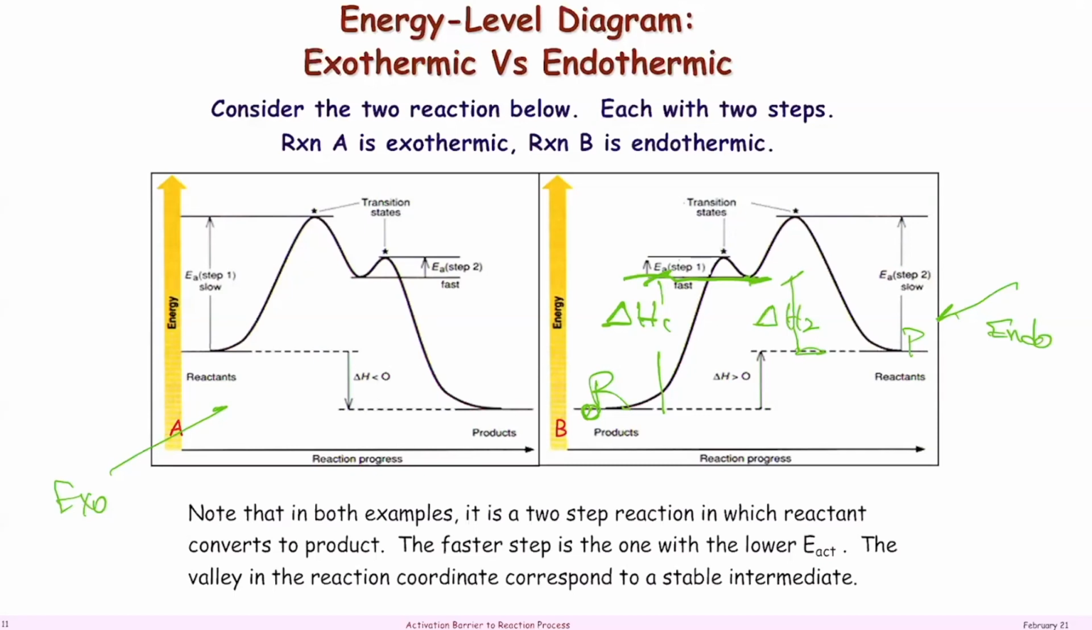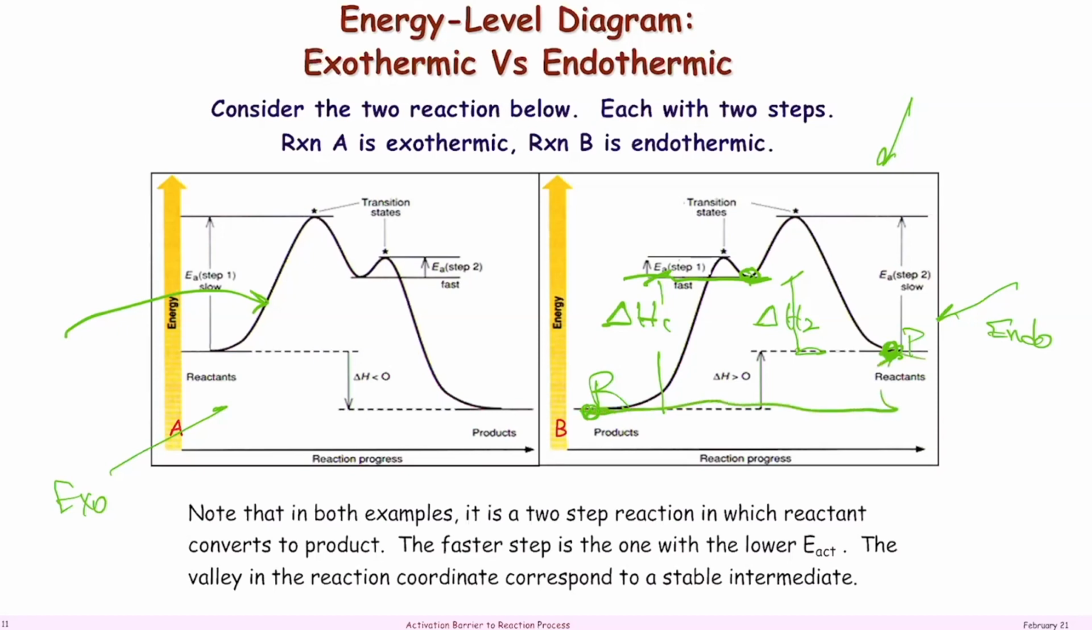Same thing over here. You have delta H1, delta H2. Notice that delta H2 in this example is exothermic. That is, you're starting here, but you're ending up here. So you're ending up lower than where you start. Energy is released in that second step. First step, energy is absorbed. It's an endothermic reaction. Second step, it's an exothermic reaction. Overall, it's endothermic. That is, it's uphill between here and here.